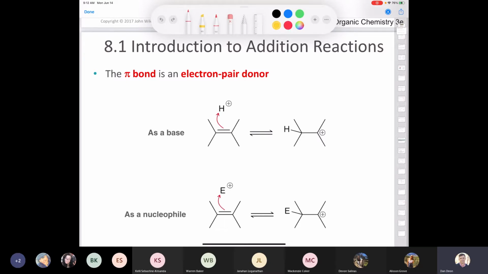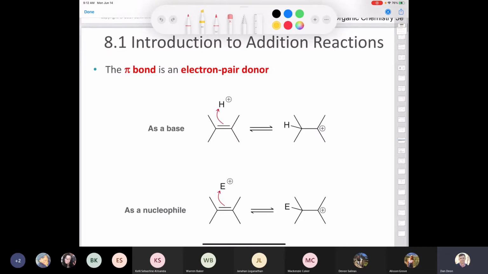So we can think about the pair of electrons in the pi bond as being a base, or you can think about them as behaving as a nucleophile. And if you're wondering how could they be a nucleophile? Well, if they're in the presence of a strong enough electrophile, they'll behave as a nucleophile. You've got to have something that's a really strong electrophile. And oh yeah, the pi bond will behave as a nucleophile.